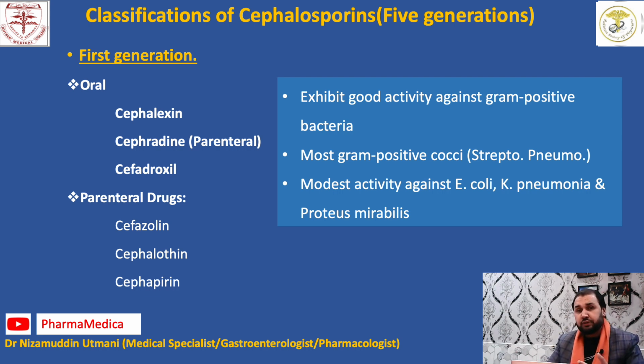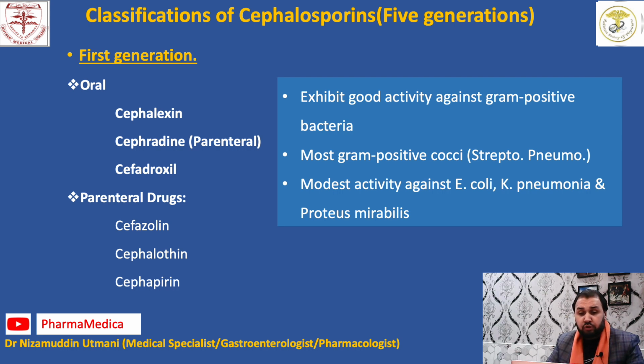The first generation is more active against gram-positive organisms. The second generation is also active against gram-positive, but not as active as the first generation. The second generation is also active against gram-negative, but not as active as the third generation. So the first generation is basically active against gram-positive.